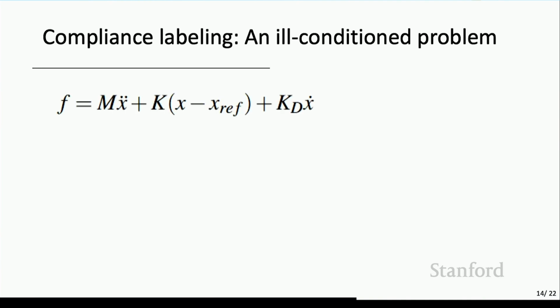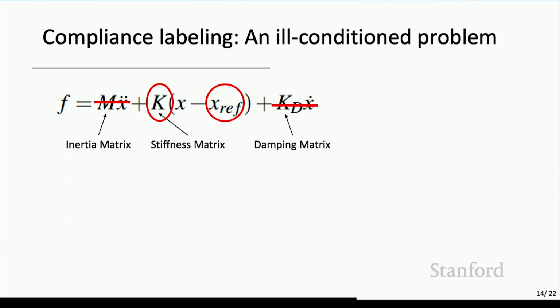So you can typically describe compliance by a spring mass damper system. Basically, the force you feel is generated by some inertia, some spring, and some damper. And to simplify things here, we assume the manipulation motion is not super fast. So the acceleration and the velocity are pretty small. So we can ignore those terms and only look at the spring term, which is parameterized by a stiffness matrix, that's your spring constant, and a reference position, which is the position at which your spring will have no force.